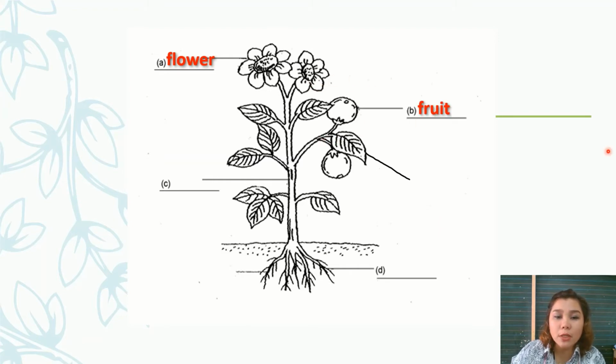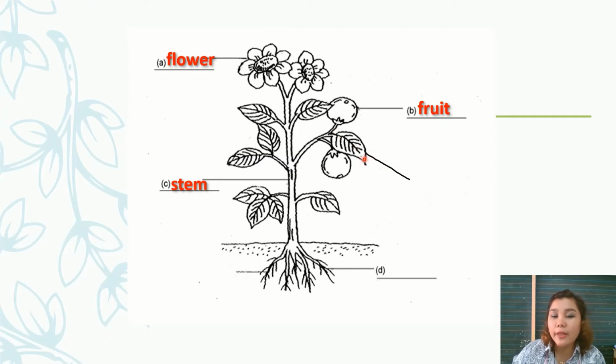It's what we call the fruit. How about for letter C? This is the arrow and it's pointing at this part, itong pahaba na to. So this is what we call the stem. Okay. And this one at your right, wala lang kasing letter D. Okay, so this one is being pointed at.